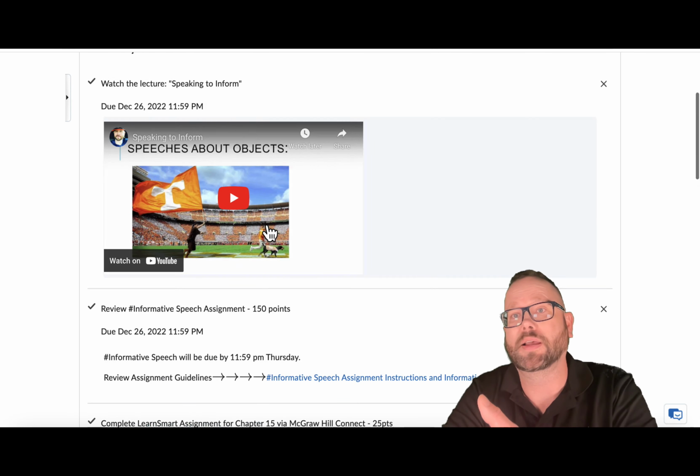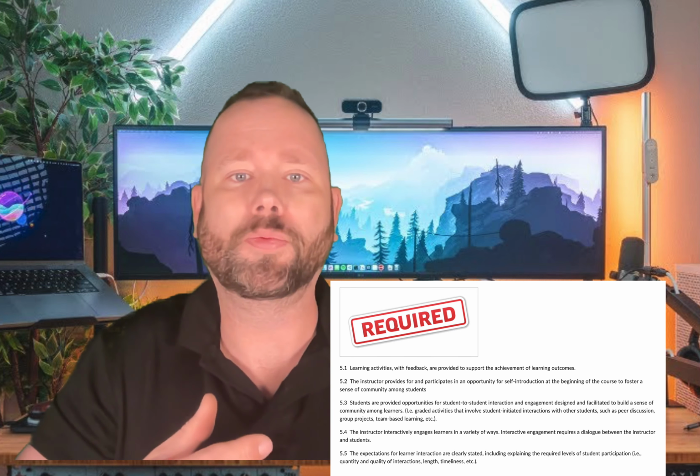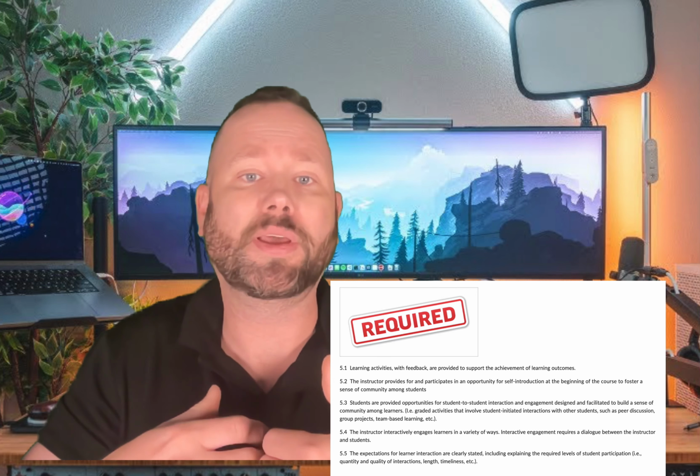I hope you now feel a little bit more confident in regards to how you can incorporate the required components for Section 5 regarding learning interaction into your own course, but also that you have a better understanding of the significant role that learning interaction plays regarding the quality of an online course. The research is clear. When students feel connected to the material and to the course and to other students, their success rates will go up.